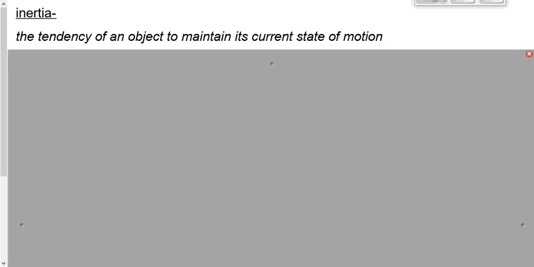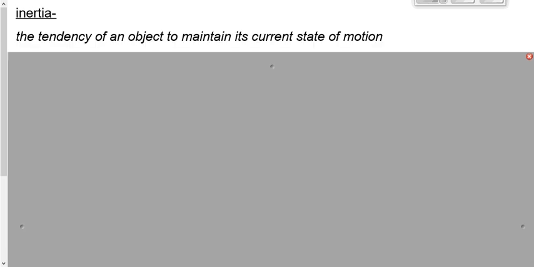That's close to inertia. Inertia, however, isn't how hard it is to stop something, it's how hard it is to change the motion of something. Momentum could be included with that, right? Because it's how hard it is to stop something. Inertia is a more general term: how hard it is to change the motion of something. The tendency of an object to keep doing what it's doing, to maintain its current state of motion. If an object is moving, it wants to stay moving. If an object is at rest, it wants to stay at rest.